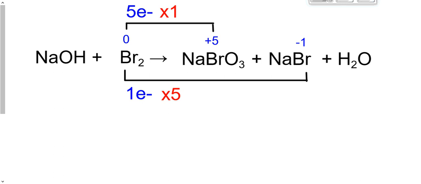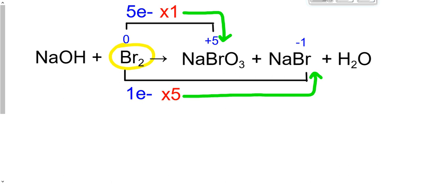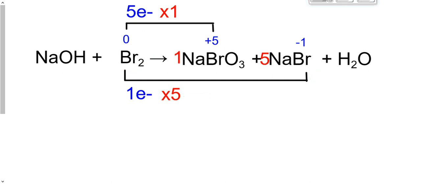Now remember, when both of my connecting lines point at the same species, I cannot use these numbers for that species. I use them for the other side of the reaction. I'm going to need 1 of these bromines, and I am going to need 5 of these bromines. So we start there. We now have a total of 1 plus 5 is 6 bromines. So to get 6 bromines on the reactant side, we put a 3. These are Br2 groups, so we now have 6 bromines.